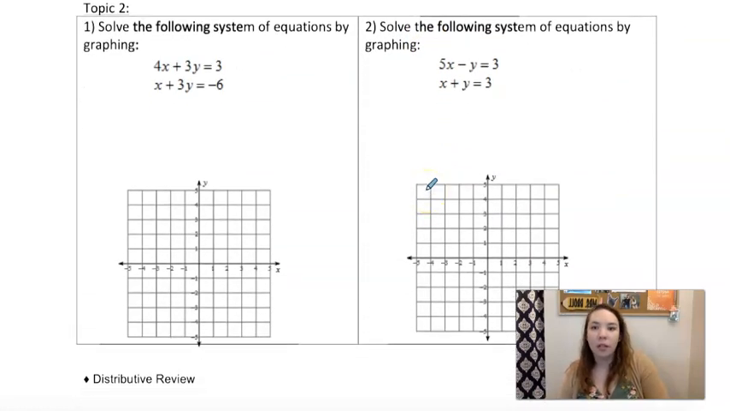All right, these still want us to solve by graphing, but they are not in slope-intercept form yet. So you can either convert them or you could use their intercepts to graph them, whichever method works for you. So like I'm going to convert this top one. This would be the same as y equals -4/3 x plus 1.